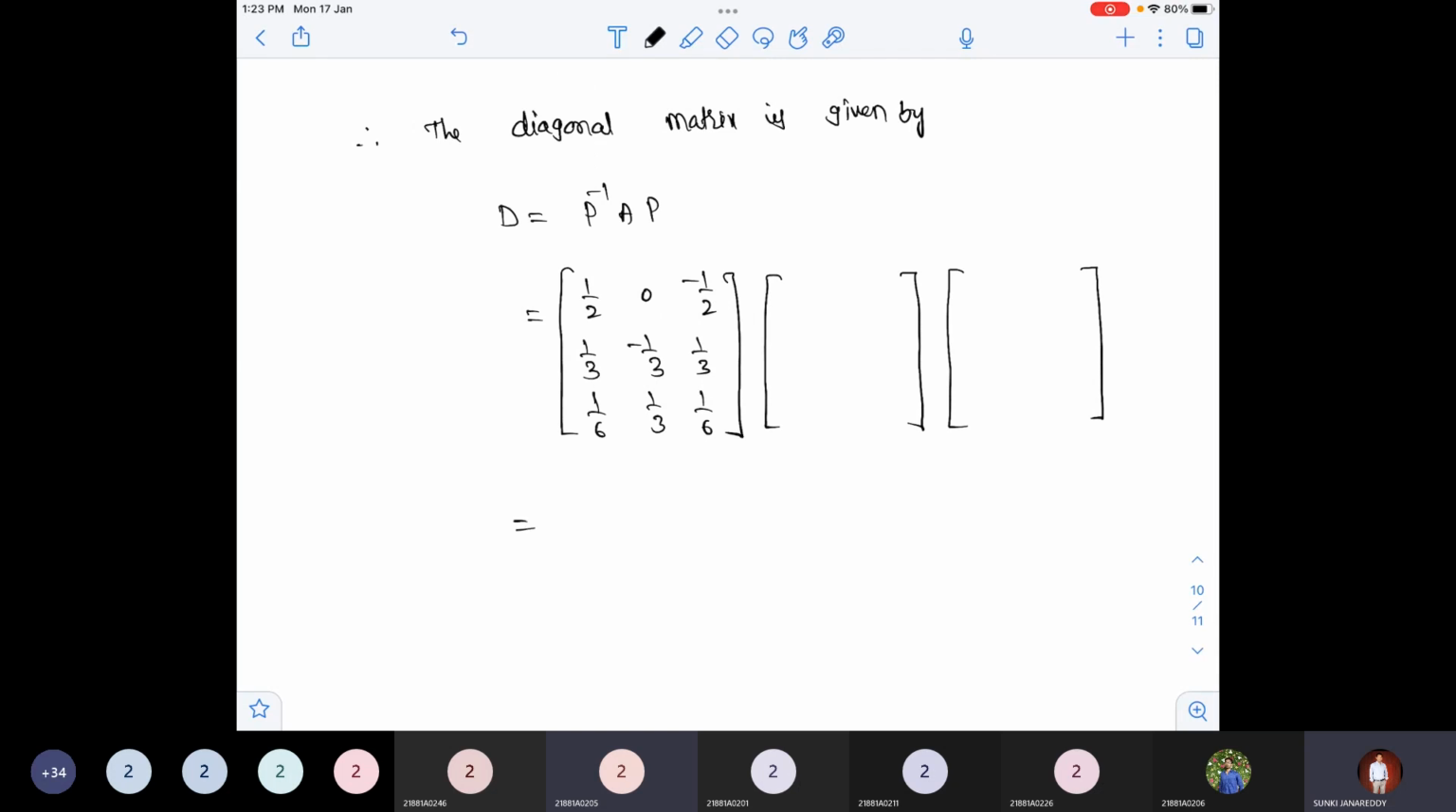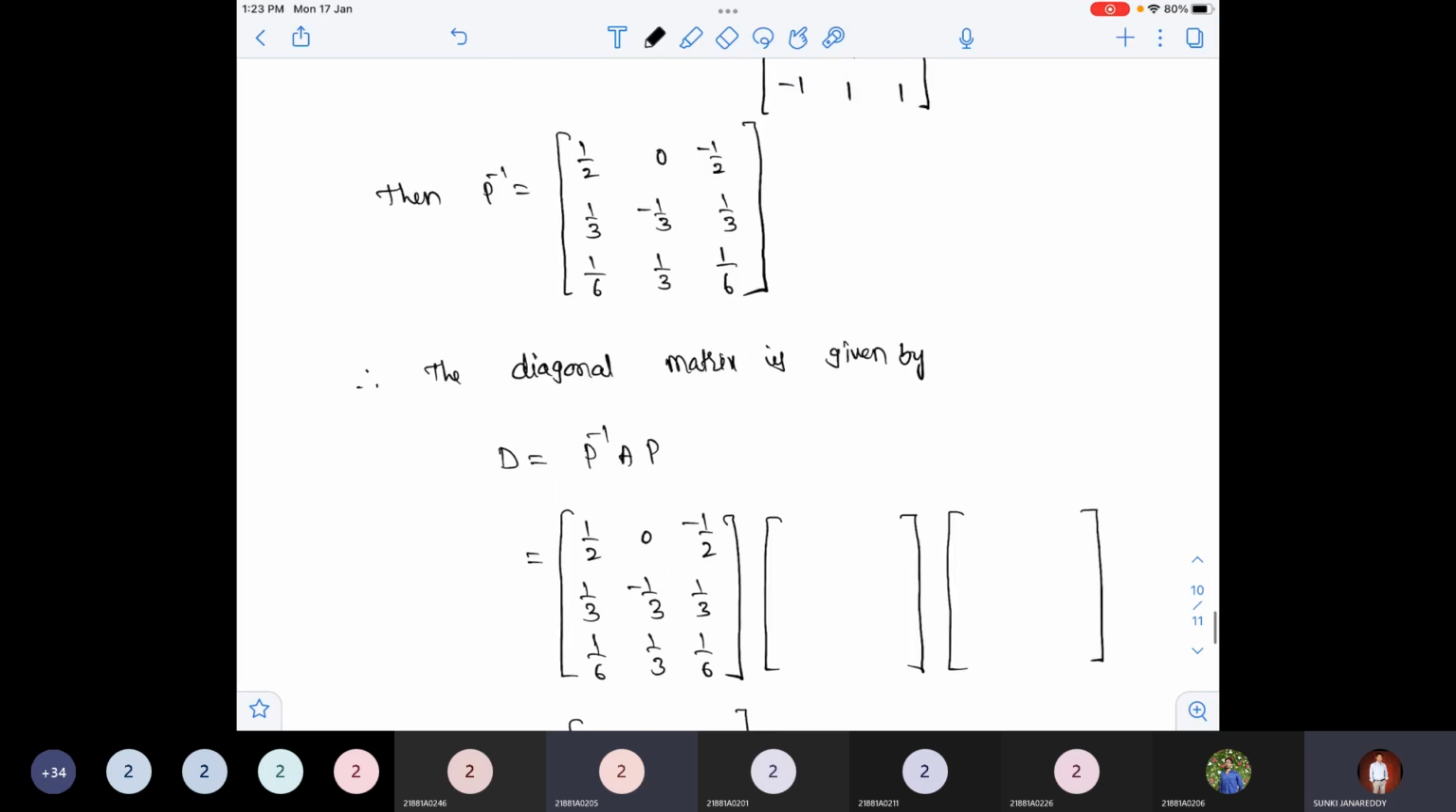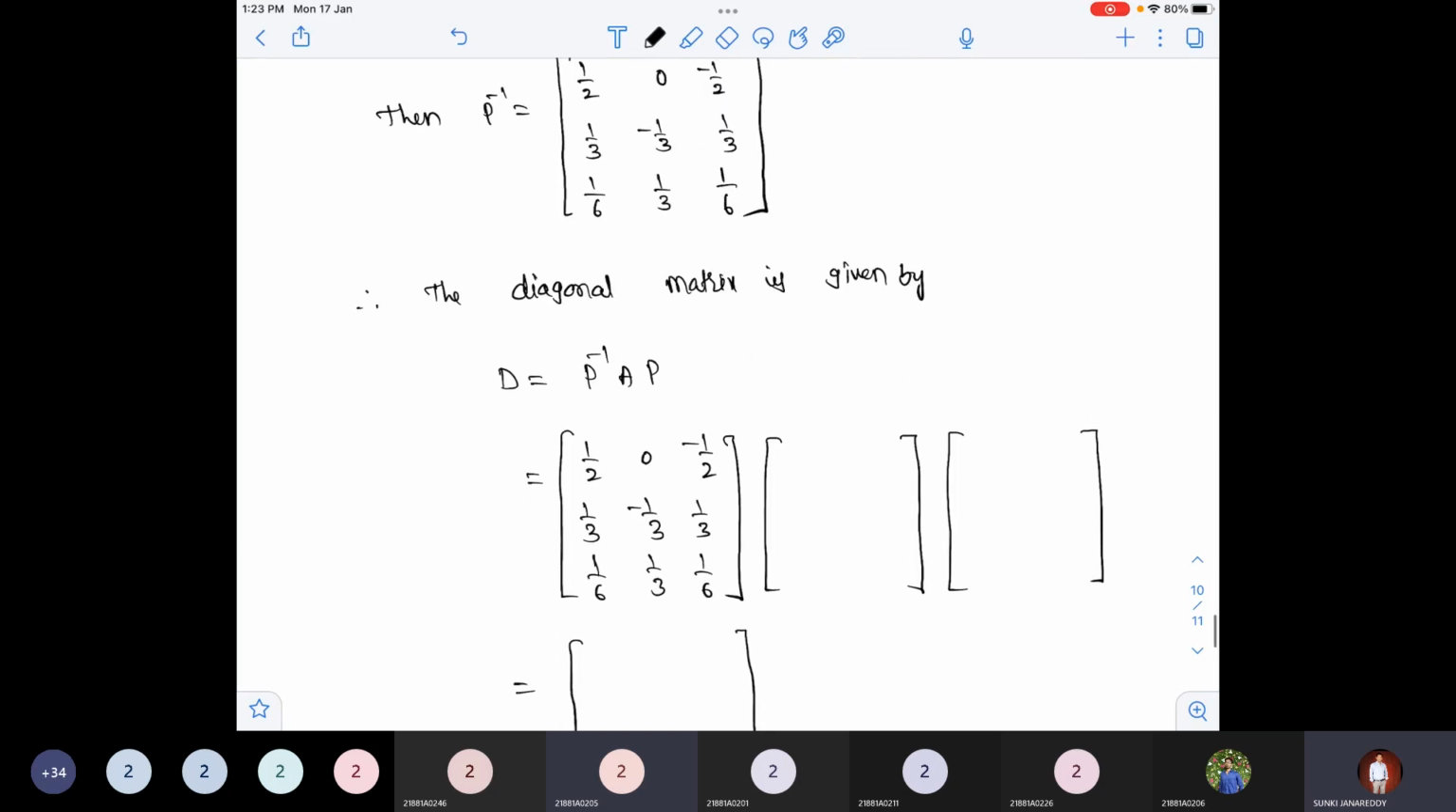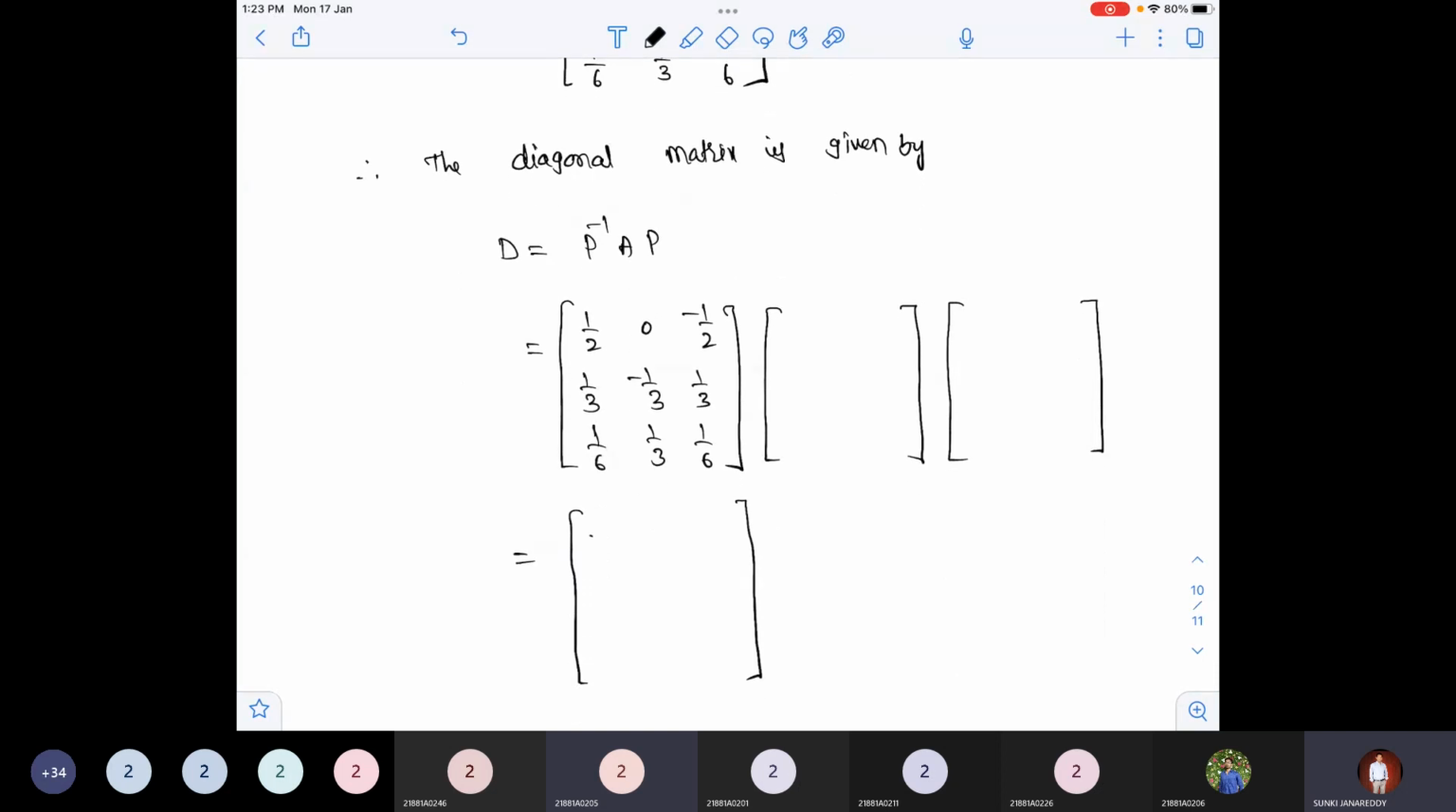Remember one thing. In which order did we write the eigenvectors? First for -2, next for 3, next for 6. You should follow that order only. Directly you can get this like this. In whichever order you take the eigenvalues, in that order you must write the diagonal matrix: -2, 3, 6 on the diagonal. That's it. By multiplying these three you get this only. No need to multiply the three; directly you can write this.